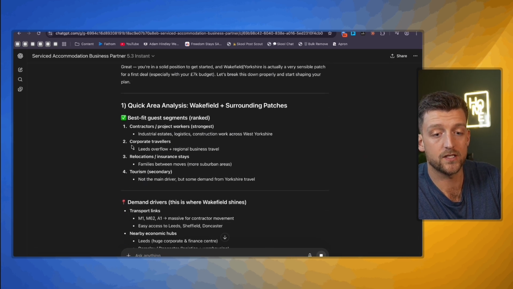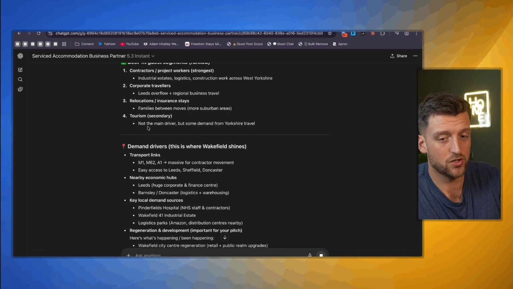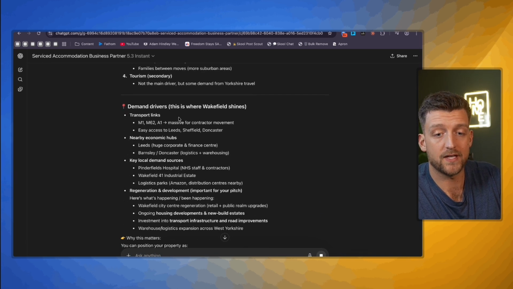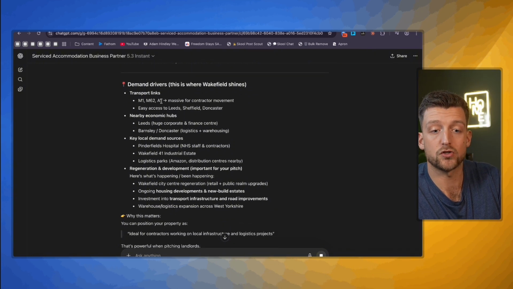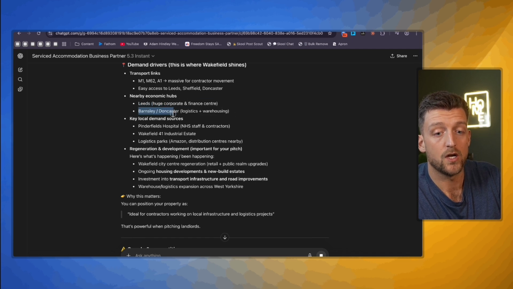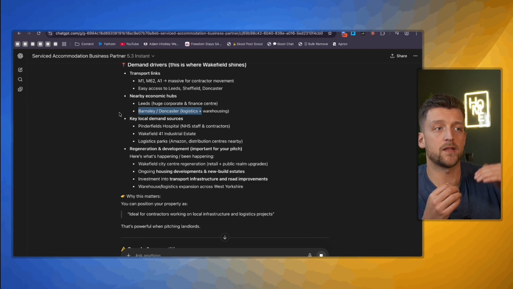It's saying contractors, corporate travel, relocation, and second, tourism, but like I say, it's a very secondary one there. The demand drivers for the area, what is going on in Wakefield. It's got good transport links, easy access to Leeds, Sheffield and Doncaster. There's a huge amount going on, like with Leeds, it's got loads of stuff going on, warehouses and logistics work in Barnsley and Doncaster. But with this, if I'm thinking, okay, well, Wakefield might not be the perfect one.